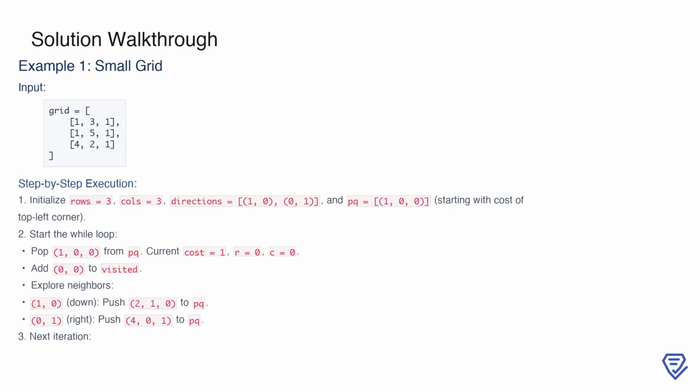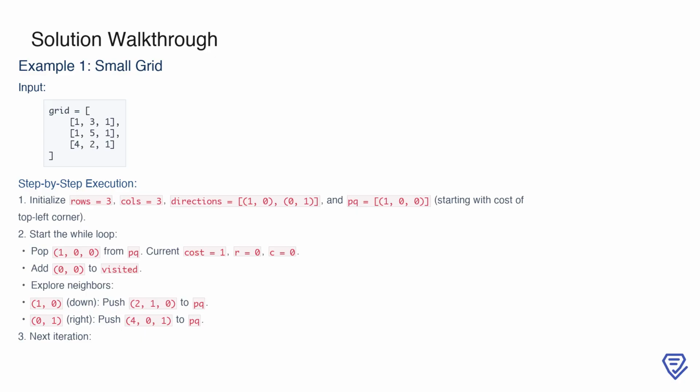To begin solving the problem, we take the given grid and initialize key variables. Here, rows and cols are set to the dimensions of the grid, which are both 3 in this case. The directions array defines the possible movements, down and right. We also initialize the priority queue, PQ, with the starting position, 0, 0, and its corresponding cost, which is the value at the top left corner of the grid.